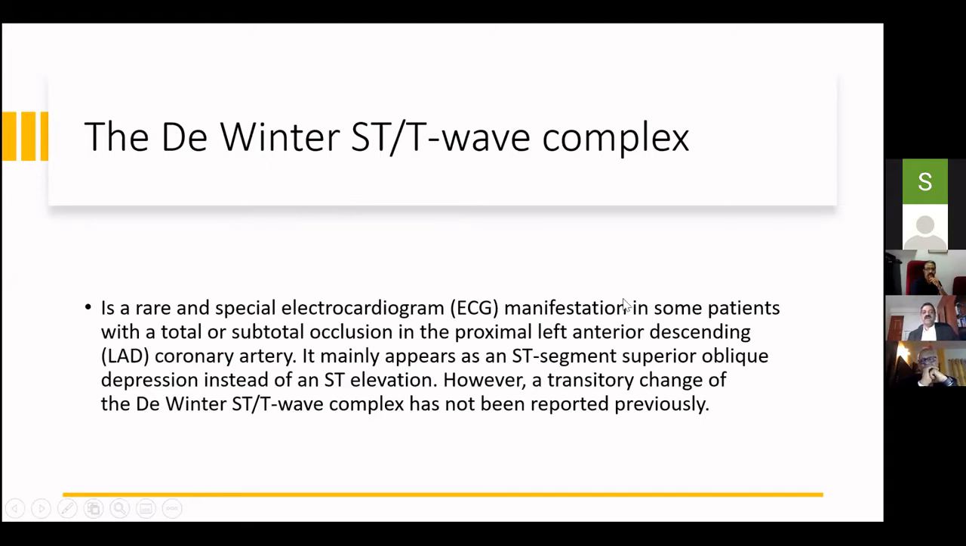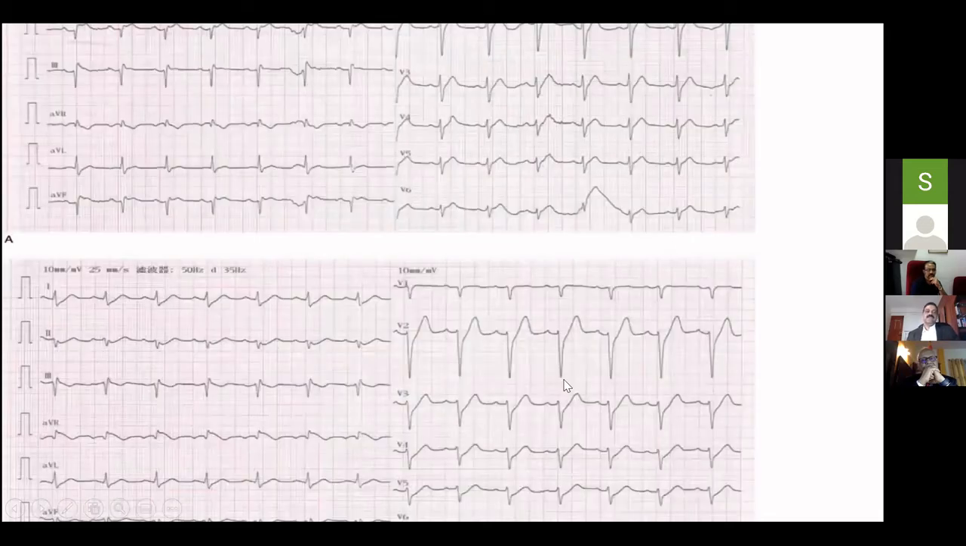It's a rare special electrocardiographic manifestation where people have a total or subtotal occlusion of the proximal LAD. I'll show one of our cases. It may appear as an oblique ST segment depression instead of ST elevation. So this is the ECG. Look at the downside: you can see ST depressions in V1, V2, V3, V4, which is an oblique ST depression. It's not a typical downsloping depression that you saw in the other pattern that I described, but an oblique ST depression.